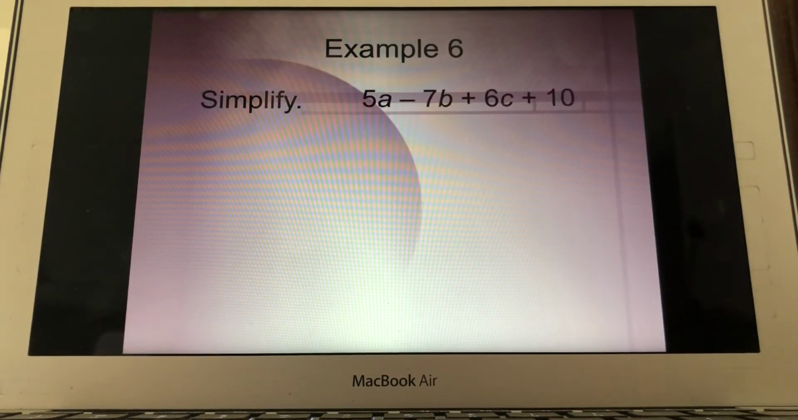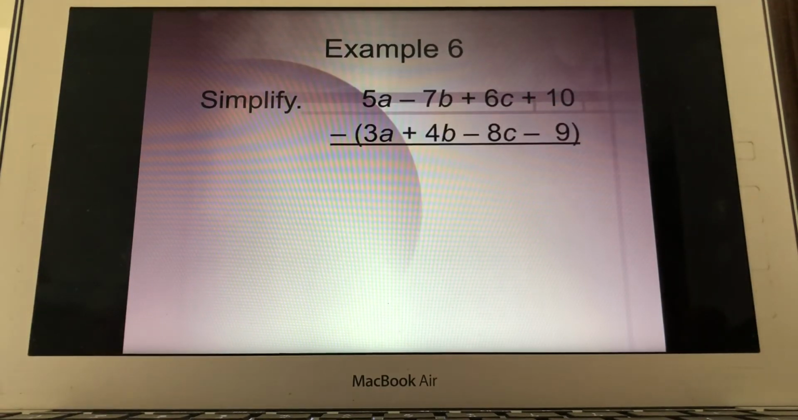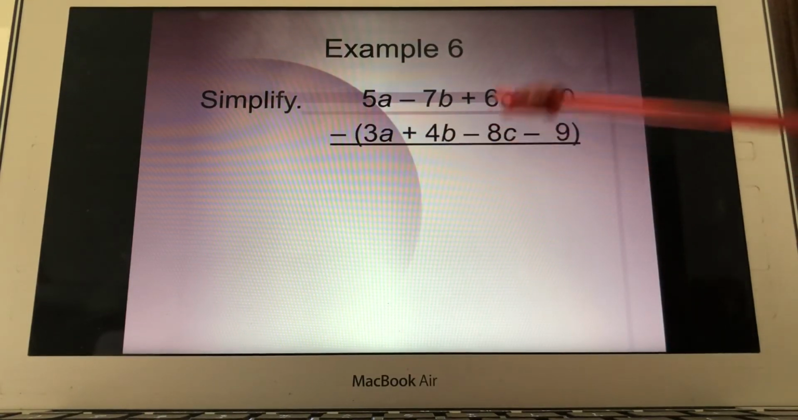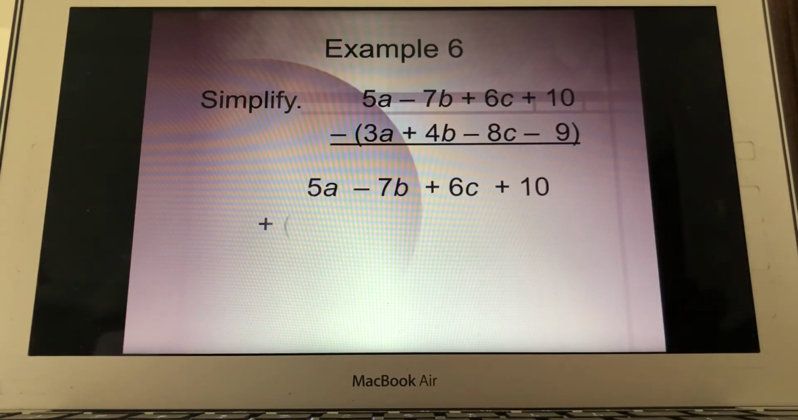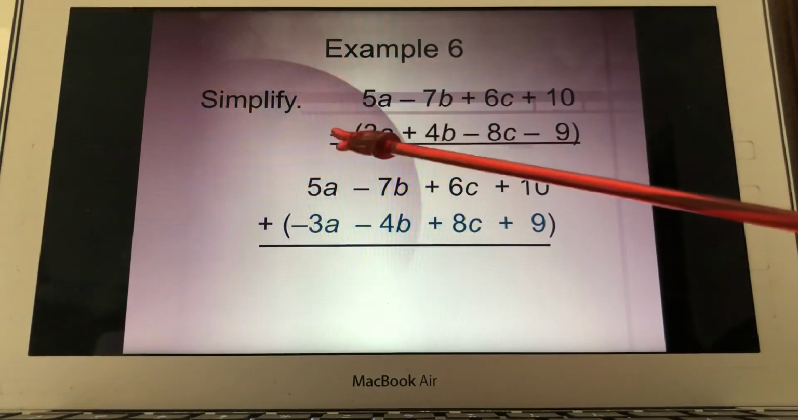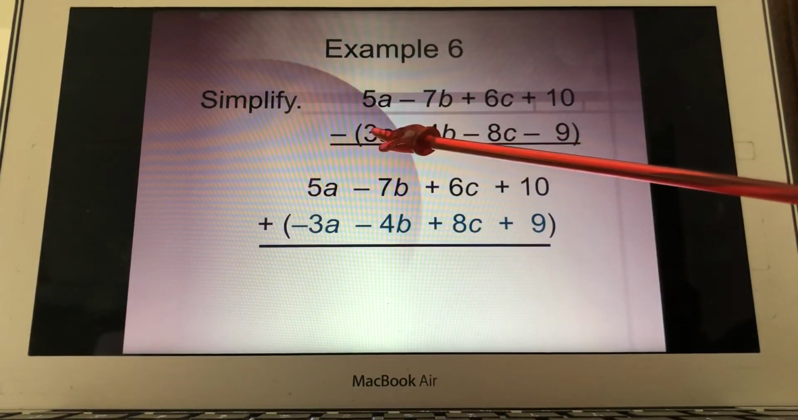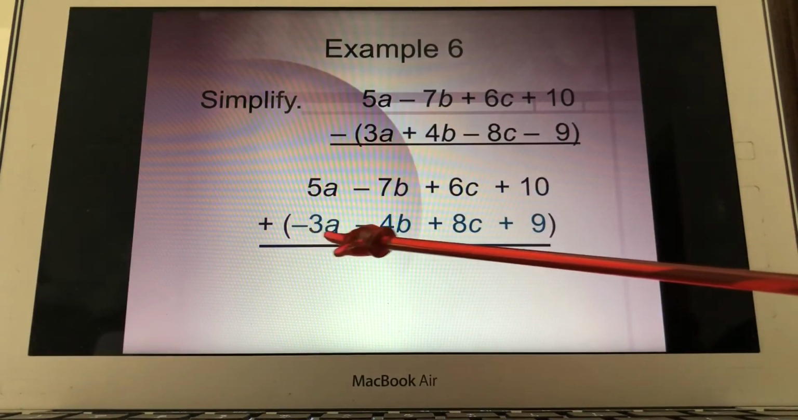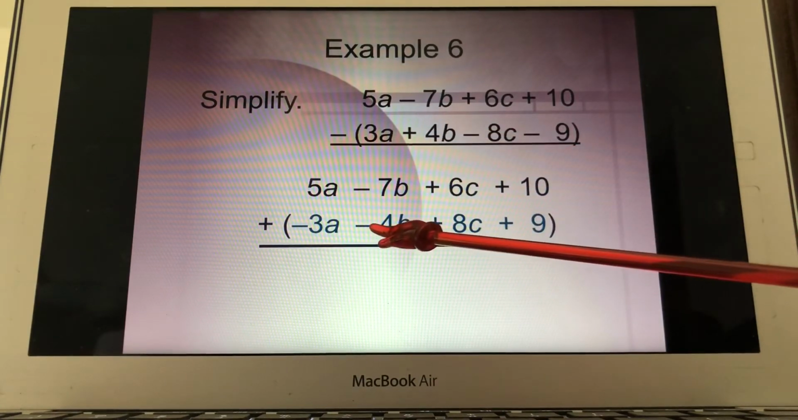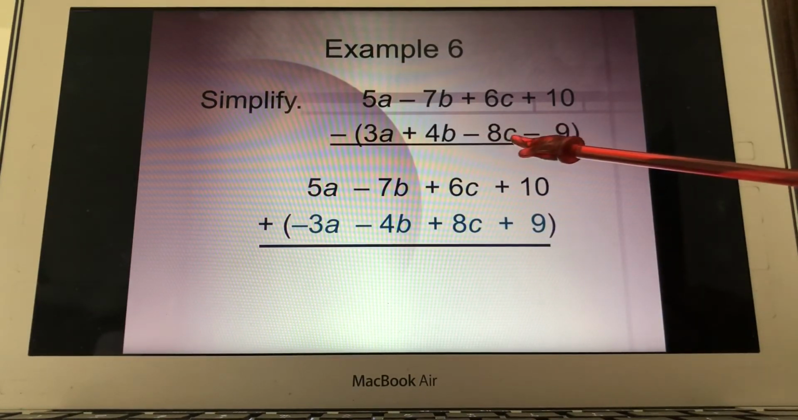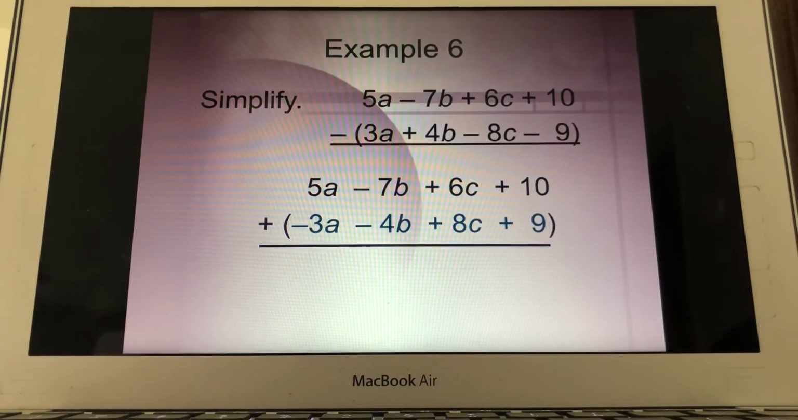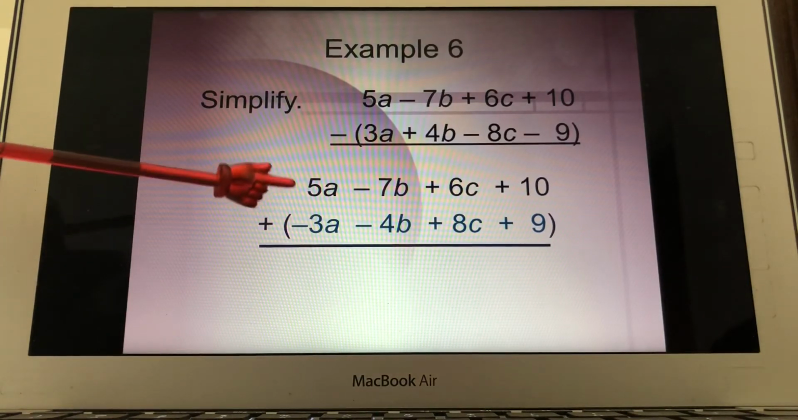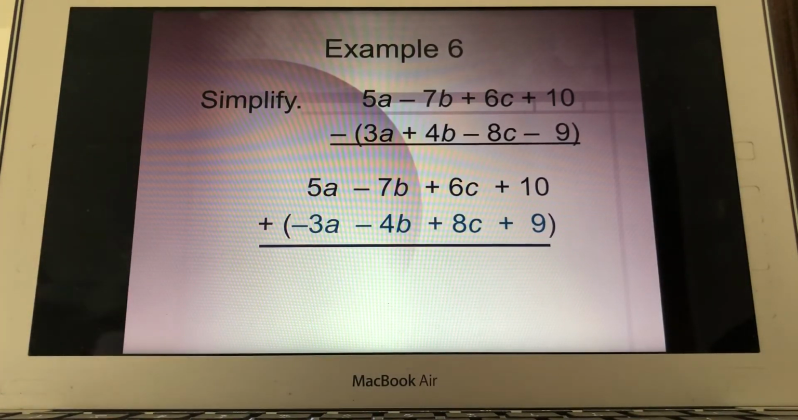Now we can look at it in a vertical way. Okay, so if you're subtracting these two polynomials, in other words, you're going to add the opposite and take the opposite of each of these terms. So 3a becomes negative 3a, 4b becomes minus 4b, minus 8c becomes plus 8c, minus 9 becomes plus 9. And now all we have to do is just add each of these terms together.